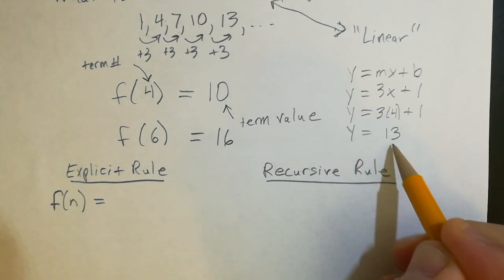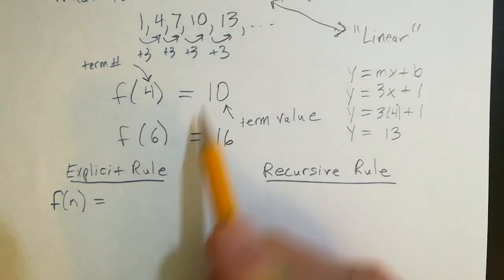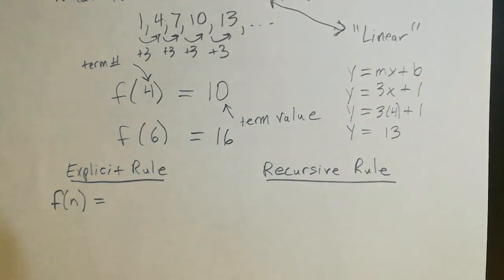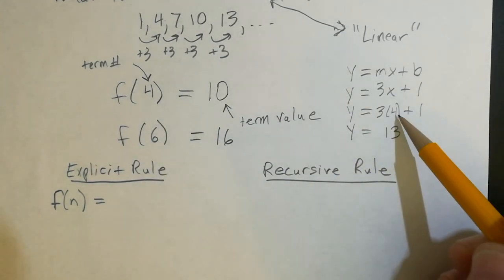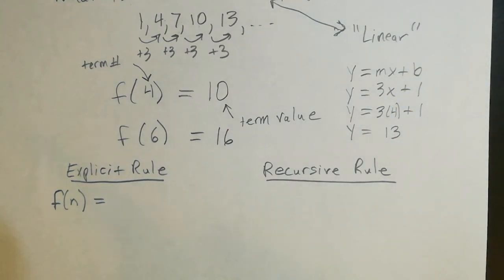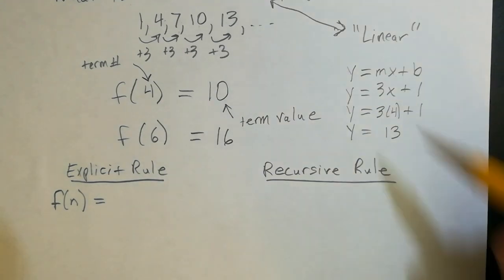Ooh, it doesn't. It gave me 13. Yeah, that's on the sequence, but it's not the 4th value. Okay. So somehow we need to fix that. This kind of has to do with linear patterns starting counting at 0. Okay, that's where your y-intercept is, right? Where your x value is 0, that's where your y-intercept is.